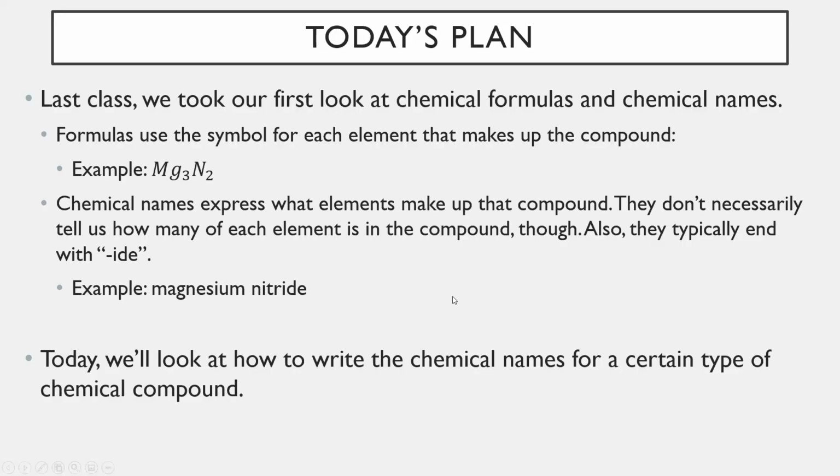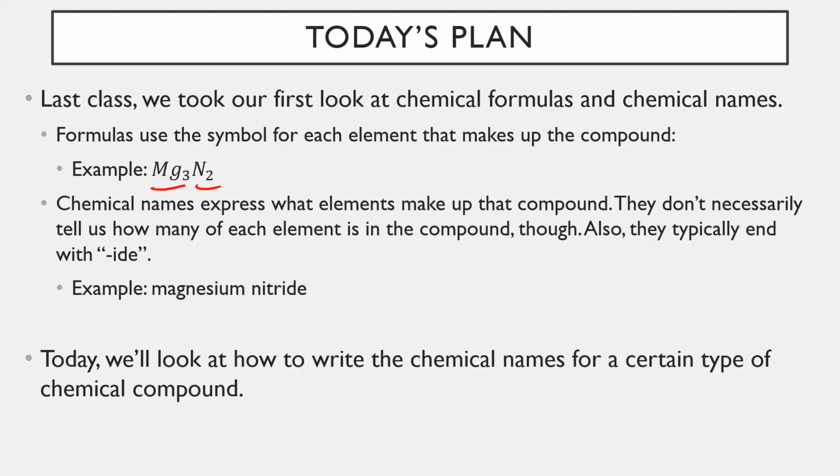So like I just said, last class, we took our first look at chemical formulas and chemical names. Formulas use the symbol for each element that makes up the compound. So for example, Mg3N2, that was 3 magnesium and 2 nitrogens. That's what makes up that compound.